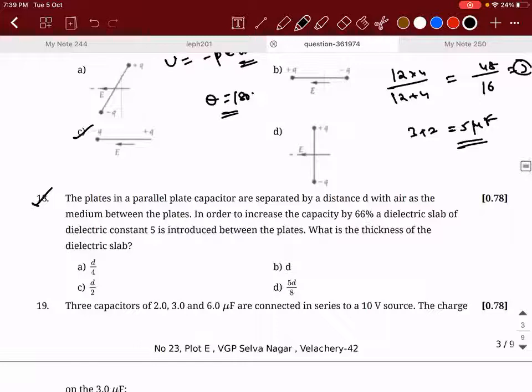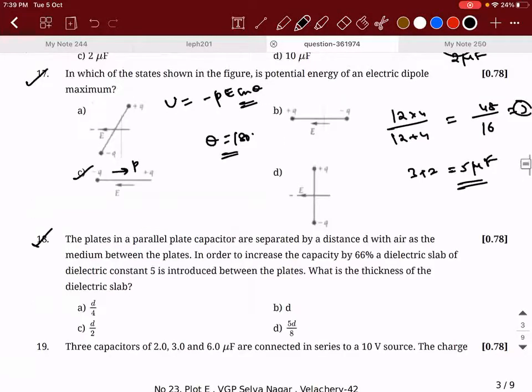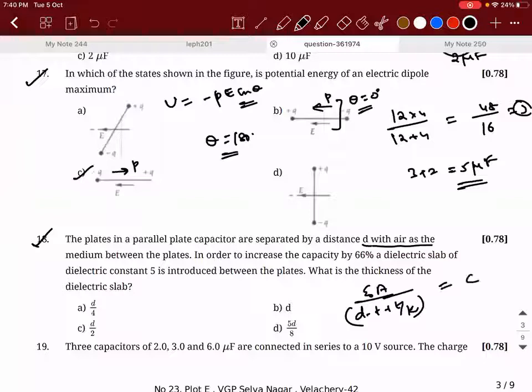18th. The plates in a parallel plate capacitor are separated by distance d with the air as the medium between the plates. In order to increase the capacity by 66%, a dielectric slab of dielectric constant 5 is introduced between the plates. What should be the thickness? There is a formula for this: epsilon naught A divided by D minus T plus T by kappa. How many of you know this?